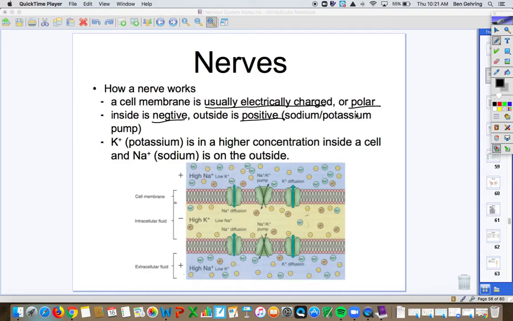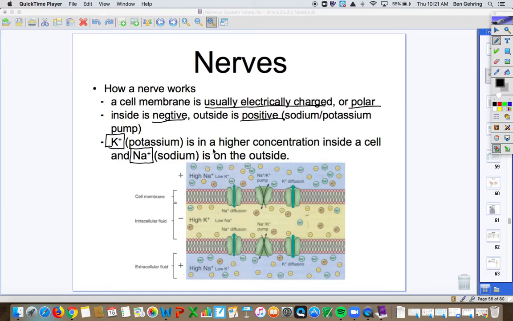Some chemistry information: potassium has a positive charge. Sodium also has a positive charge. So what we're doing with this pump is we're moving positives from one side to the other. But the way that it works is you pump 3 sodiums out of the cell and you pump 2 potassiums into the cell.